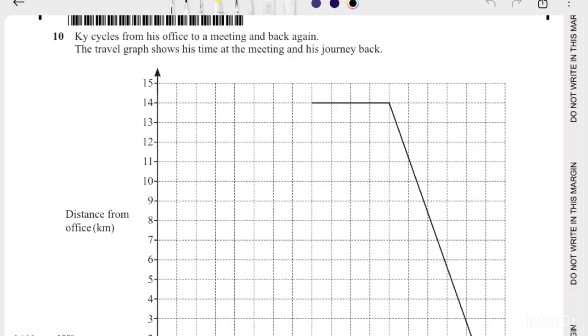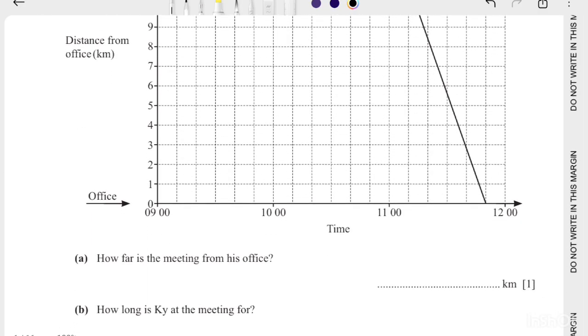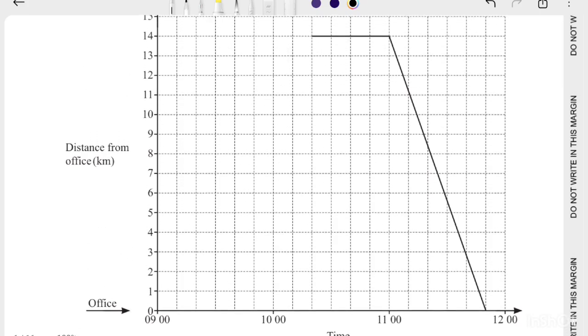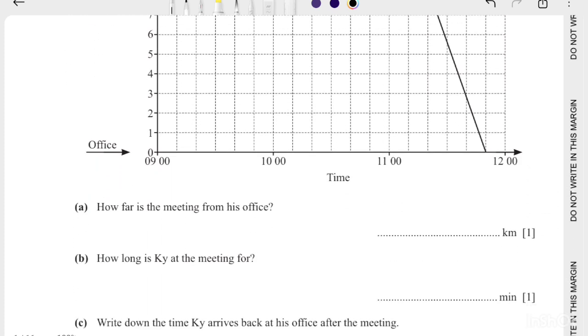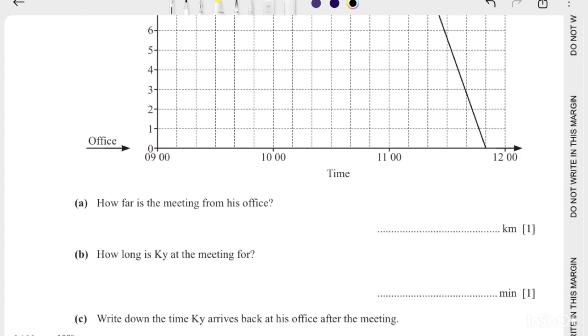Question number 10. Kai cycles from his office to a meeting and back again. The travel graph shows his time at the meeting and his journey back. Now, part A. How far is the meeting from his office? We have to check the distance for this purpose. So it is 14 kilometer. 14 kilometer is the answer.